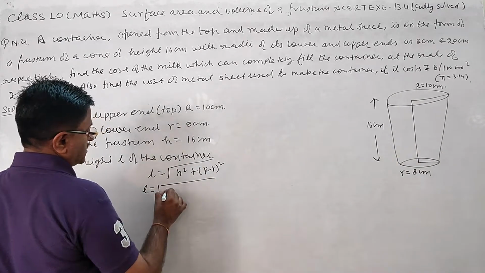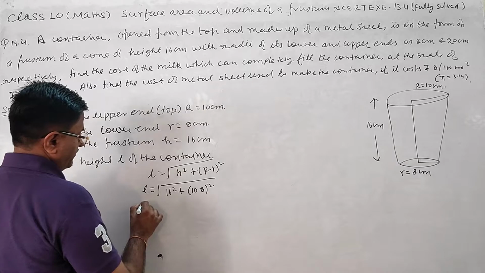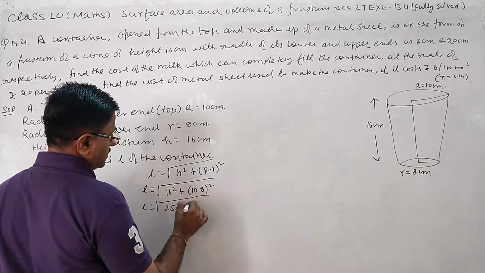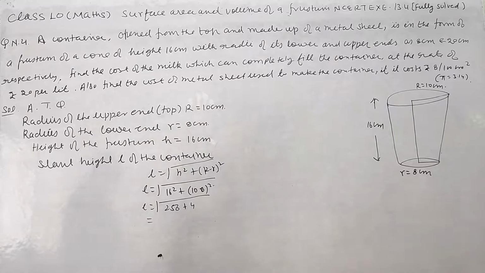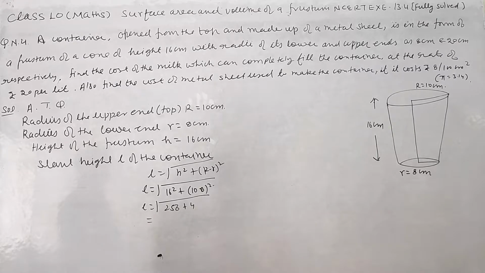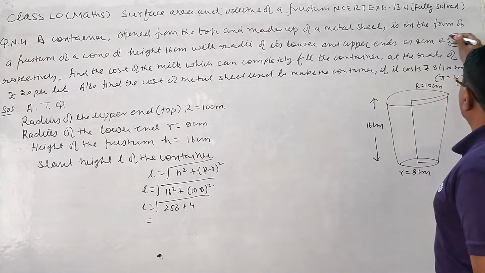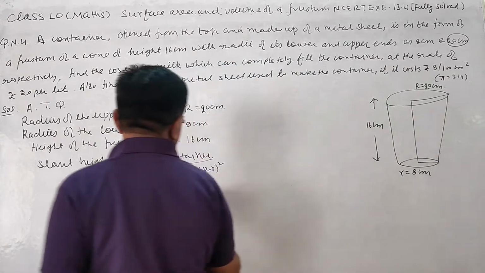So small h is 16 square plus capital R minus small r. So root of 16 square, 10 minus 8, no, this is not 10, this is 20. We have written down the frustum of height 16 cm, the radius of the lower end is 8 and upper end is 20. So capital R is 20, so here we take 20.